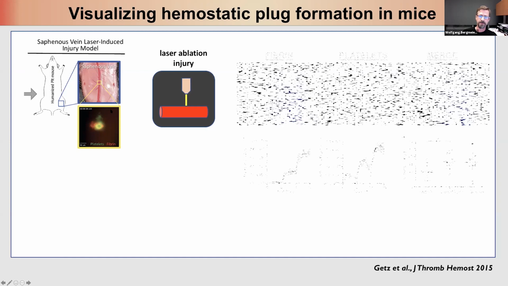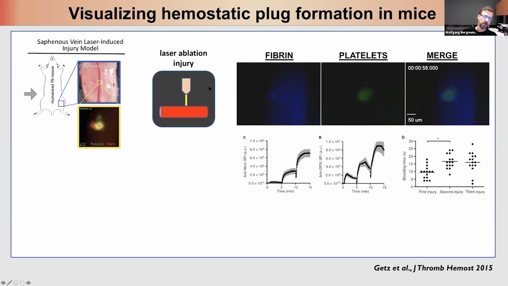micron in diameter. And when we do this and we look down onto the blood vessel, we see platelets immediately filling this hole. There's a fibrin ring that actually surrounds the hole, and then on the right you have the merge. So the fibrin ring, we think, holds the platelet plug in place. We can hit the same spot again after, in this case, 5 minutes. We get a second response that is a little stronger. The fibrin ring gets stronger, and then we can do it again.